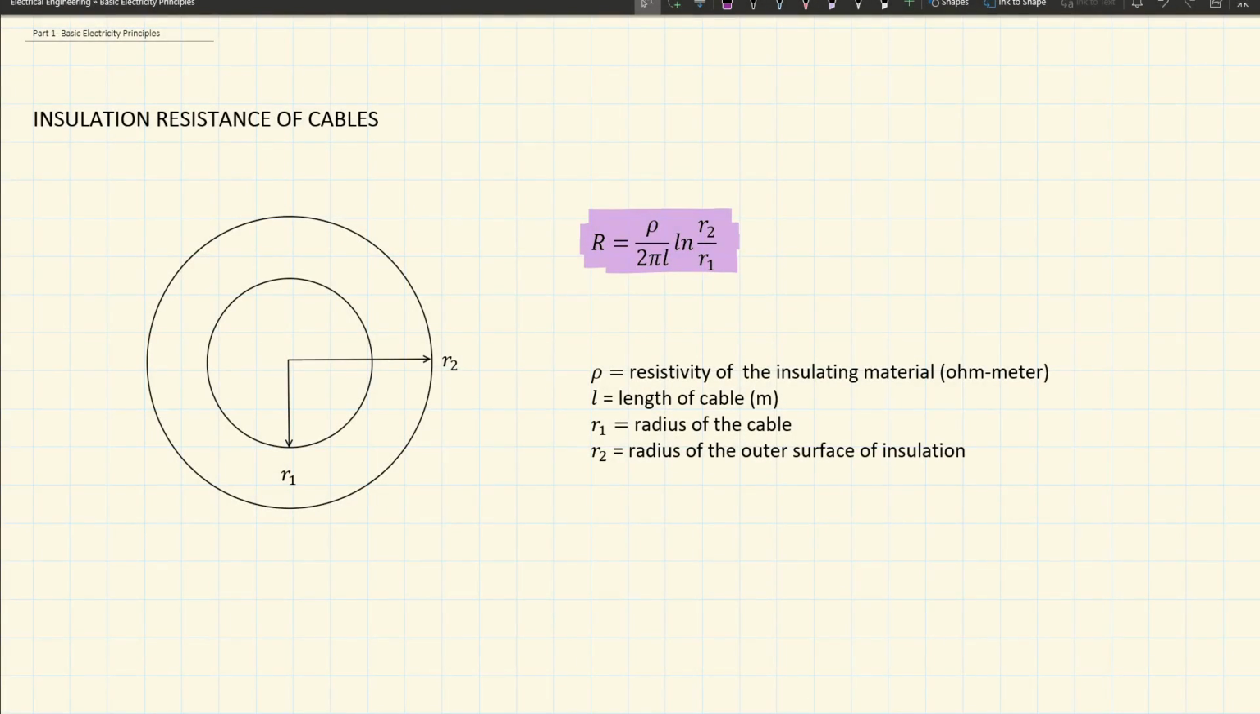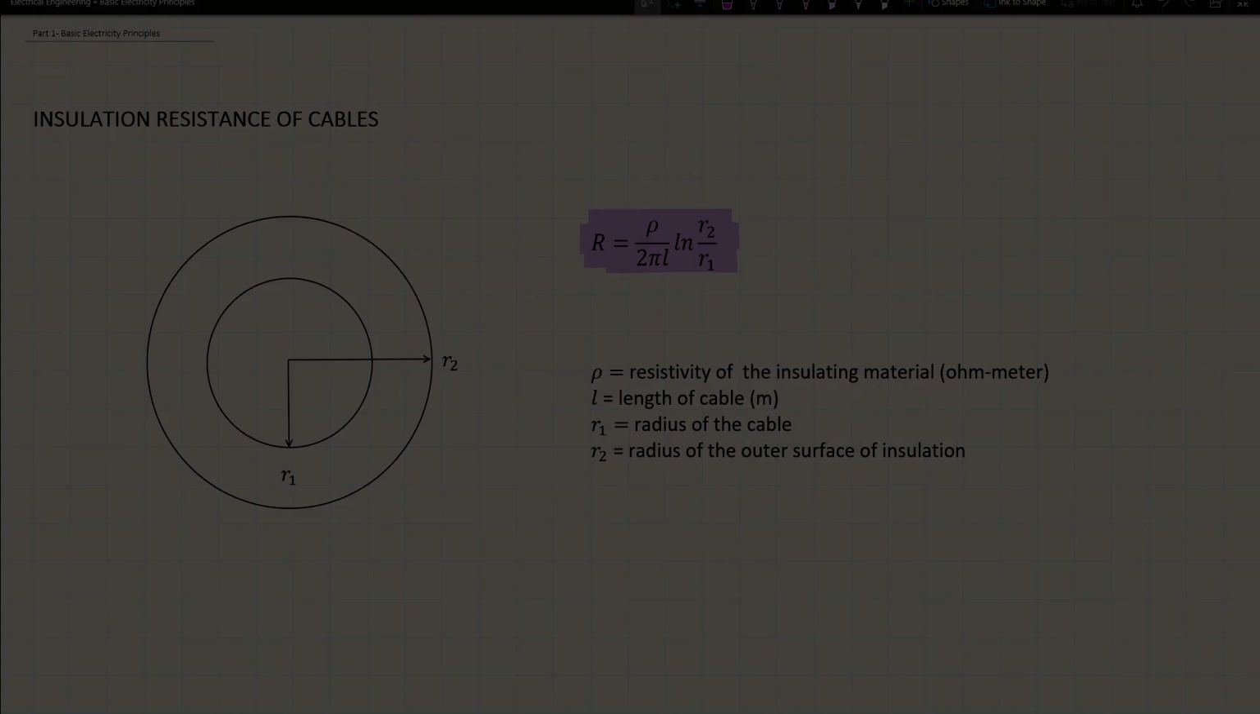Insulation resistance of cables. Insulation resistance of a cable is a resistance offered by a cable to avoid leakage current that is harmful to human and to the equipment. Please take note of the formula. Rho is the resistivity of the insulating material. L is the length of the cable. R1 is the radius of the cable. R2 is the radius of the outer surface of the insulation.